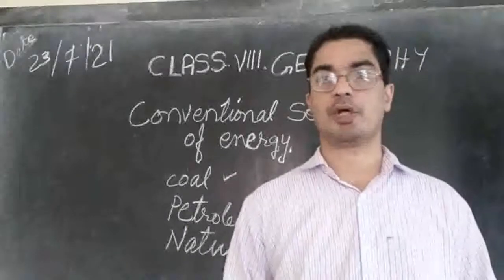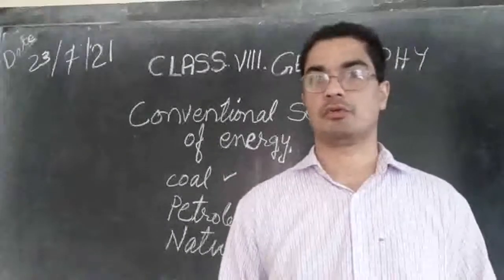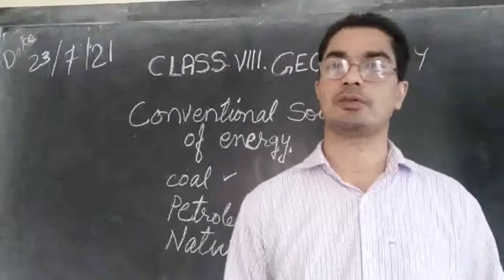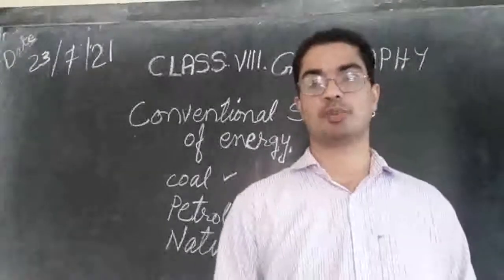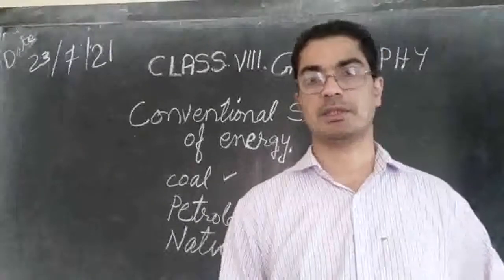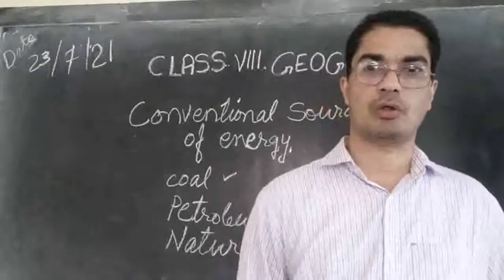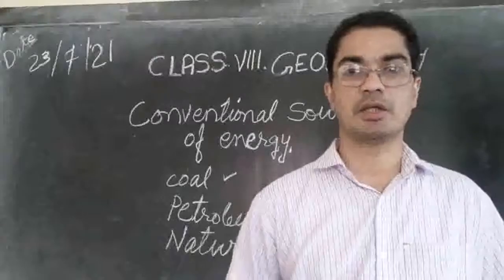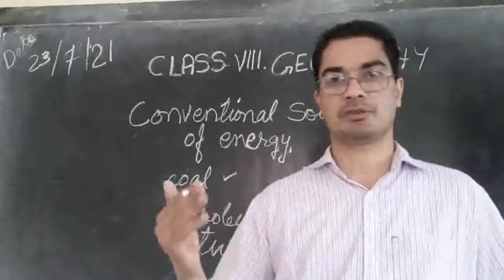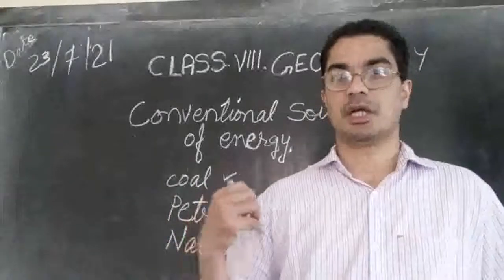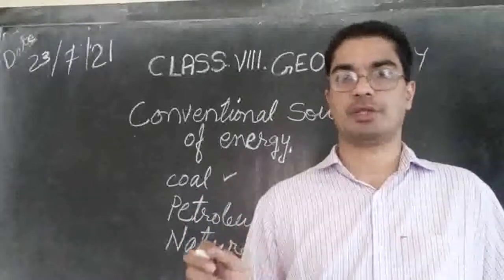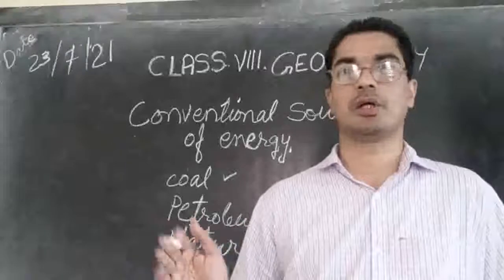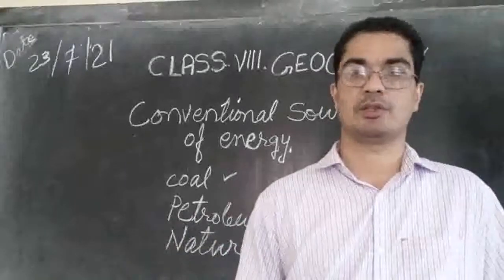So we learn about different types of power sources, and these are the common sources that we have used for many years: petroleum products, diesel, coal, firewood. All these we are using for many years. That's why it is a conventional source of energy. Conventional means common source of energy. So this is what we are using in the normal cases.